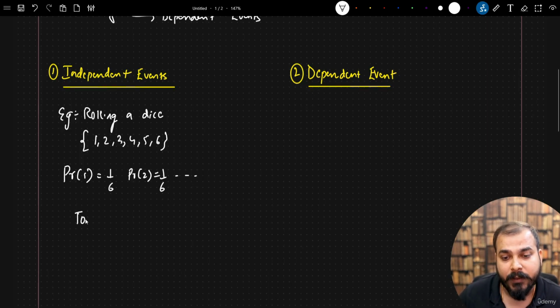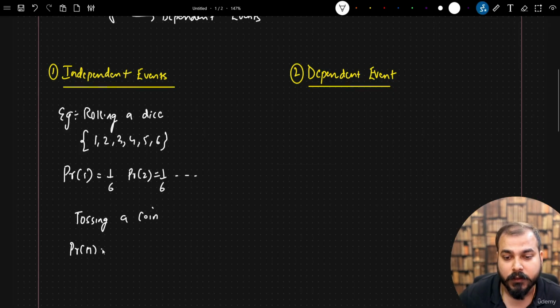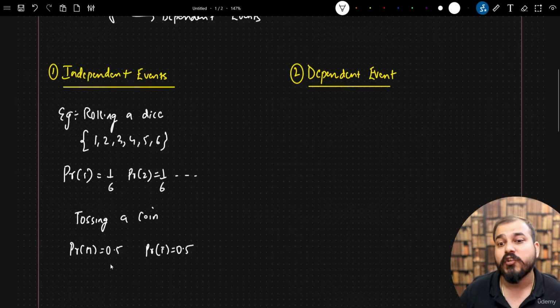The other example may be like tossing a coin, right? Whenever we toss a coin, we get probability of head equal to 0.5 and probability of tail 0.5. So every time we toss, either one of these events will come. Okay. So the probability is equal. So one event is not impacting the other event. Like if head comes right now, the next event is not impacted. All the events are independent.